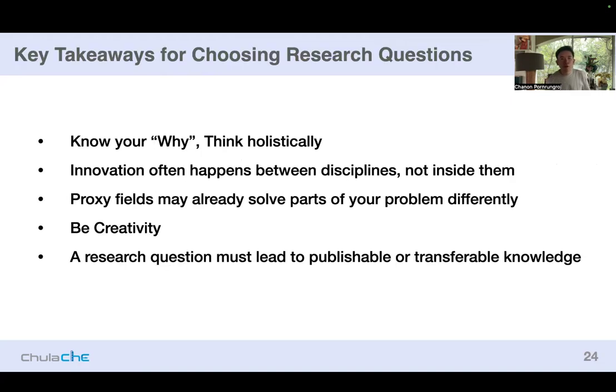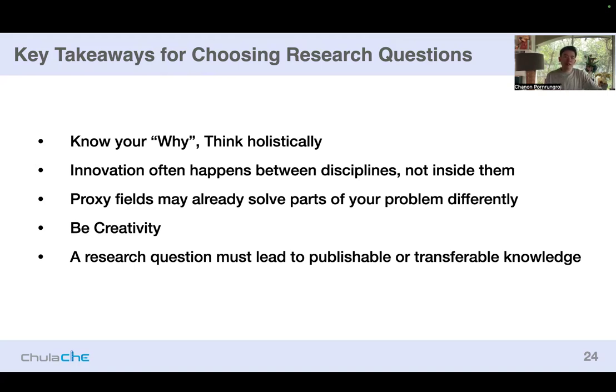Okay, and key takeaway for our class today is: know your why, right? Think from above, think holistically to see the field from the broader perspective. Innovation often happens between the disciplines, as I mentioned, not inside them. A proxy field may already solve part of your problem, but in a different way, so you can adapt that to your field. The fourth one is be creative. I didn't mention this, but as you can see, I asked you to be bold and to try new ideas. So try creative ideas, right?